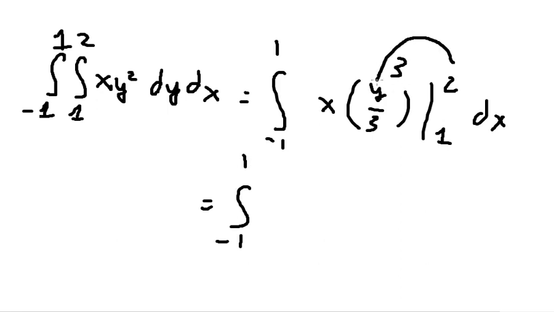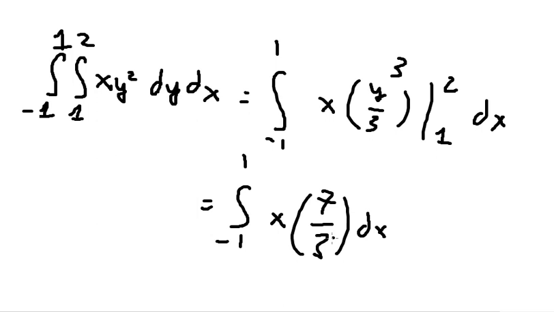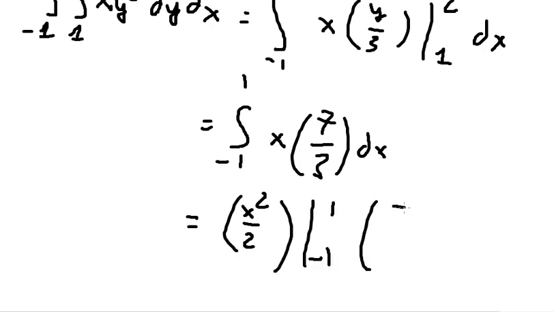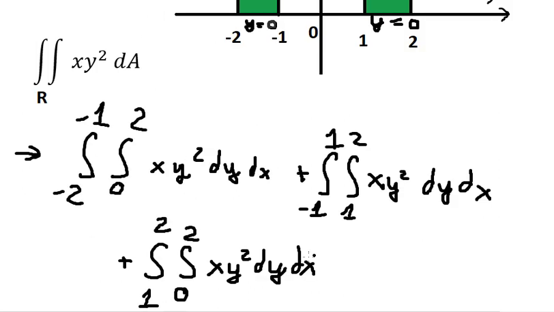So we substitute 2 here, 1 here. And we have 7 over 3. And this one, we have x squared over 2. We calculate this one, and we have 0. And now we go to the last one.